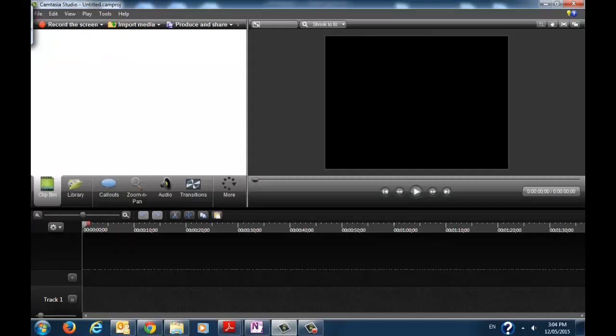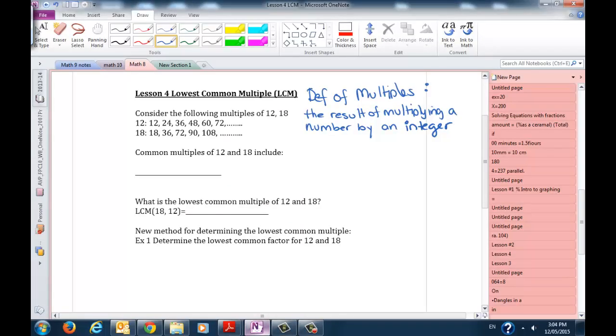So 12 times 1 is 12, 12 times 2 is 24, 12 times 3 is 36, 12 times 4 is 48, 12 times 5 is 60, and 12 times 6 is 72. And the same thing as we go through 18. 18 multiplied by 1 is 18, 18 multiplied by 2 is 36, 18 multiplied by 3 is 72, 18 multiplied by 4 is 90, and 18 multiplied by 5 is 108.